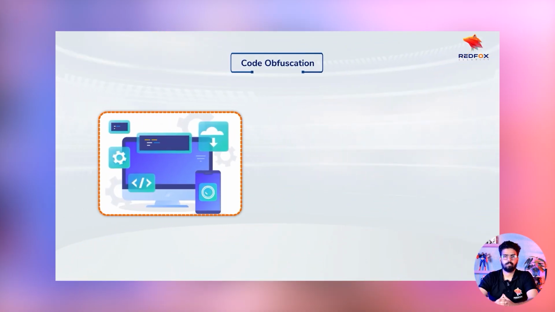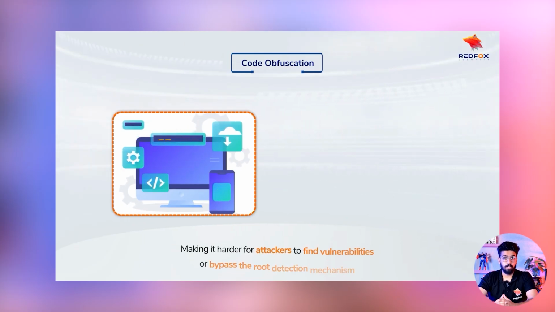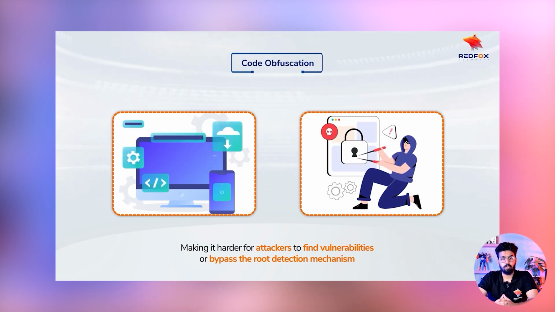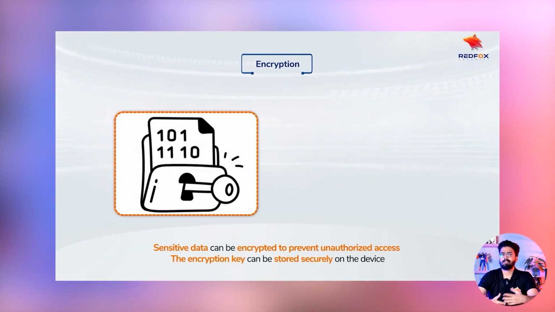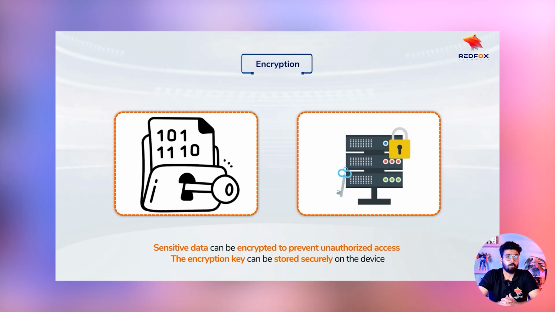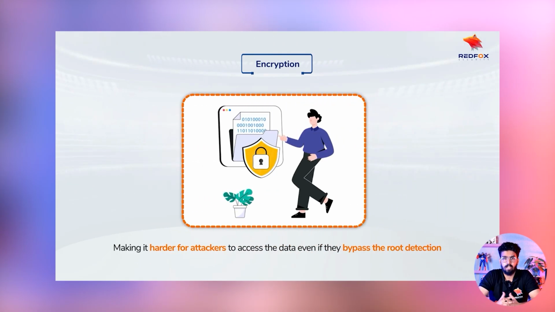Code obfuscation. Obfuscation techniques can make the app's code more difficult to reverse engineer, making it harder for attackers to find vulnerabilities or bypass the root detection mechanisms. Encryption. Sensitive data can be encrypted to prevent unauthorized access. The encryption key can be stored securely on the device, making it harder for attackers to access the data even if they bypass the root detection.